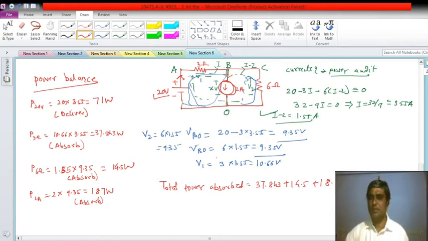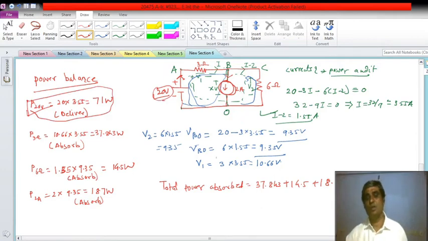There may be a small difference in the decimal number, and as I have rounded the values, maybe 0.01% error may be there in the calculation, but I don't care about it because I rounded. If you calculate properly, you will get the exact value, right? So what I'm trying to say is that the power delivered by this voltage source will be equal to the power absorbed by all the elements in the circuit. Hence, power balance is there in the circuit.